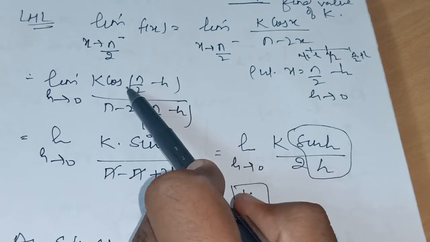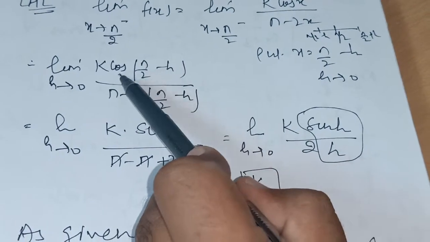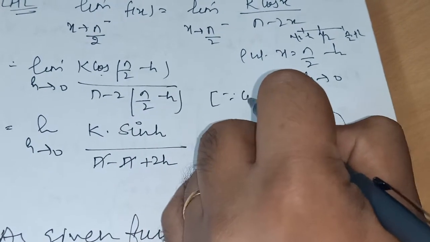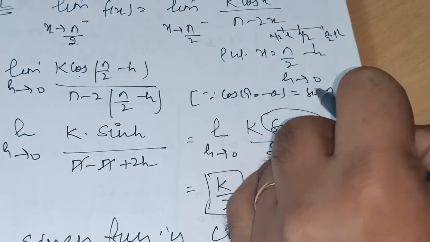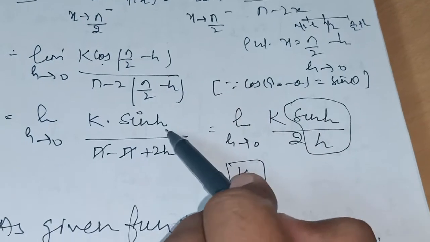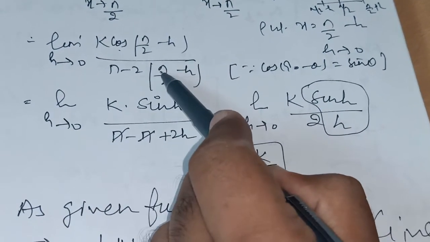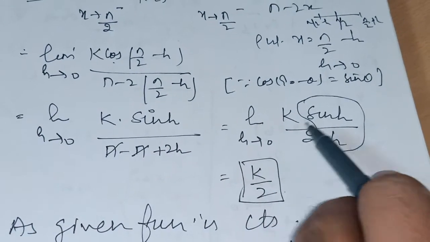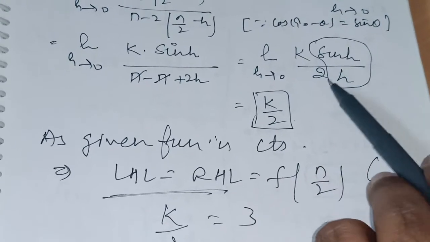Now in class 10th we have already studied cos(90 minus theta), which stands for sin theta. Here you can write cos of 90 minus theta is equal to sin theta. So pi by 2 stands for 90, so cos(90 minus h) becomes sin h. Multiply 2 inside: minus 2 times pi by 2, the 2 cancels out, becomes minus pi; minus 2 times minus h becomes plus 2h. Pi cancels out. Now limit h tends to 0, k sin h by 2h.